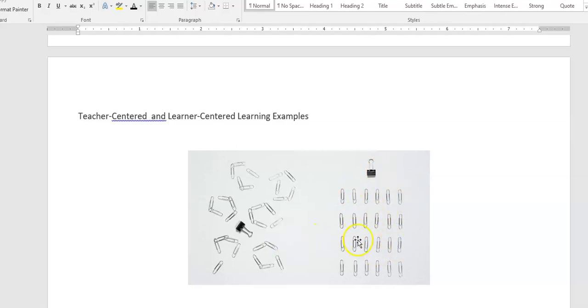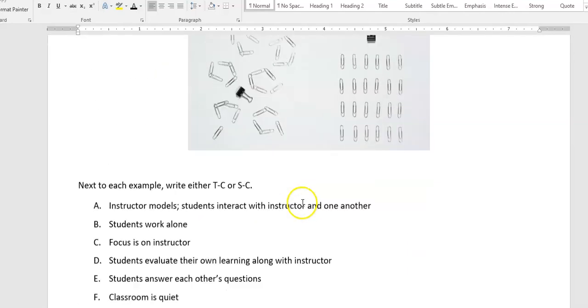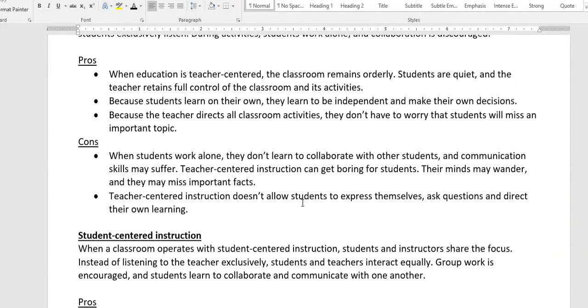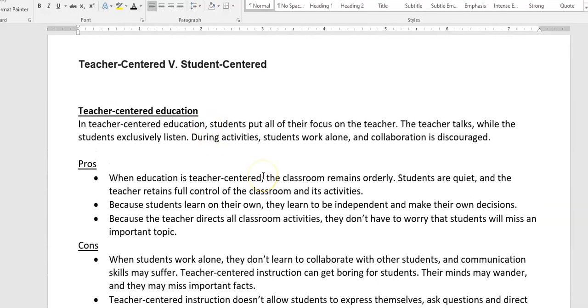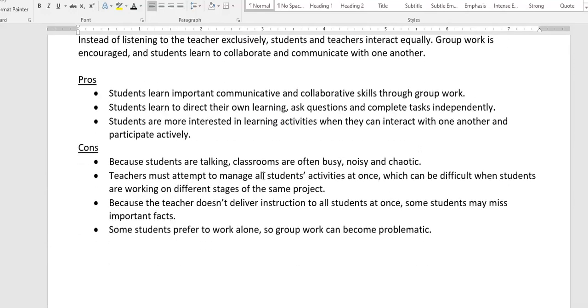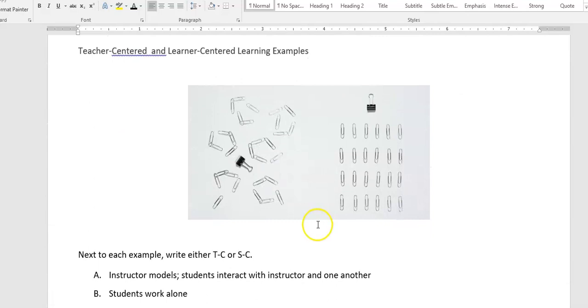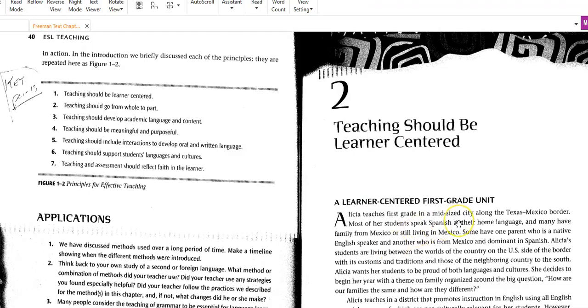There are pros and cons with each type of classroom. On this form you see right here, it's going to talk a little bit about the pros and cons of teacher-centered versus student-centered or learner-centered classrooms. So I want to make sure that you are comfortable with all of that. And this is what the textbook really talks about, the idea that we really should move into learner-centered teaching. Not all the time, but most of the time we really want that approach.